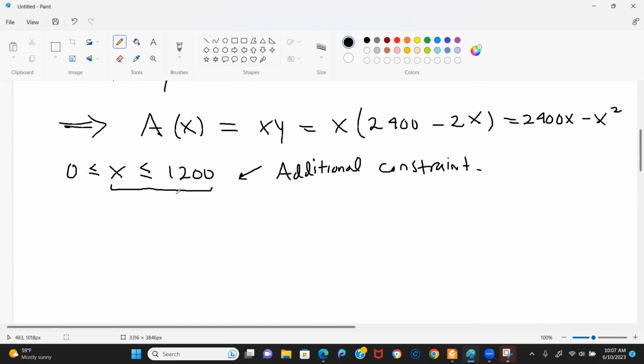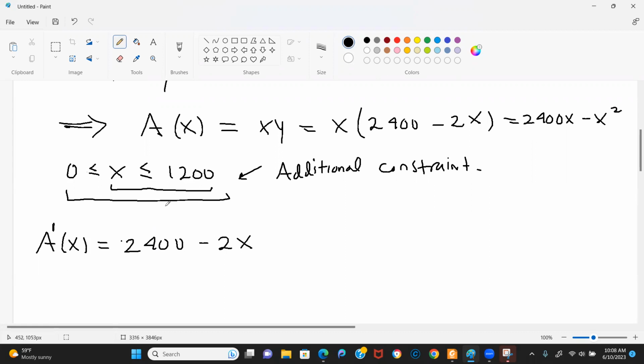So now it went from having the area being a multivariable function to a single variable function. So now we can take derivatives. This function is certainly differentiable, and we can determine minimums and maximums. So let's take this derivative. If we take the derivative of the area, that's going to be 2400 minus 2x. And remember, we're talking about the area as a function from this interval to the real numbers, from 0 to 1200.